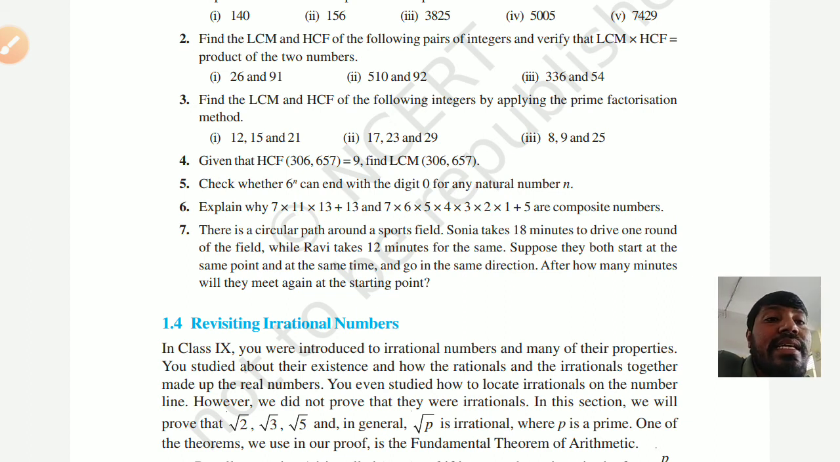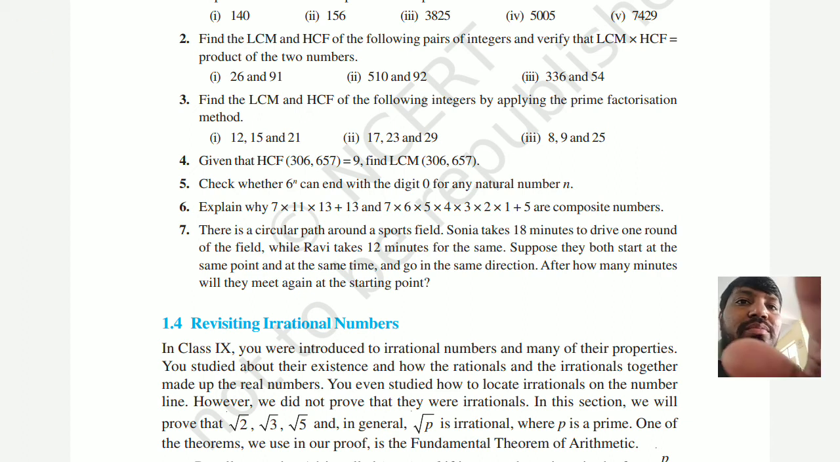Here, to complete one round, Ravi will take 12 minutes. First round 12 minutes, second round 24, means 12 multiples. You go on finding the 12 multiples. And for Sonia, whenever you take 18 multiples, you will get it. And wherever you get the common number, that is after how many minutes they will meet again.